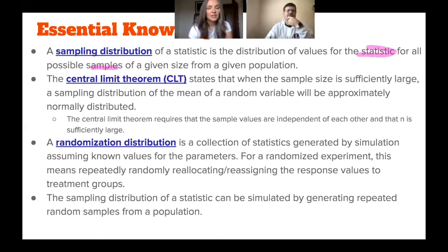All right. The central limit theorem, the CLT, states that when the sample size is sufficiently large, a sampling distribution of the mean of a random variable will be approximately normally distributed. And this is where we've thrown 30 at you before. That's not a guarantee, but that's a good number to know. Sufficiently large. So I realize that if I only survey 30 Arkansans about turkey, I may be off, but I'd be better off than if I surveyed only two.